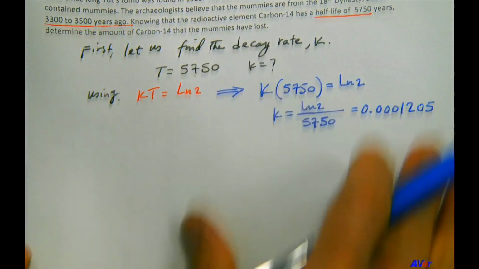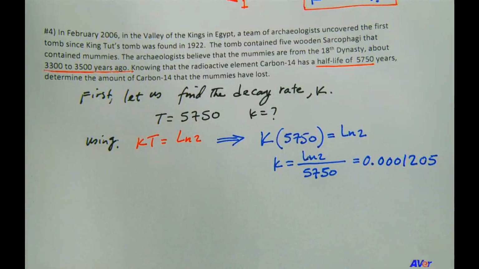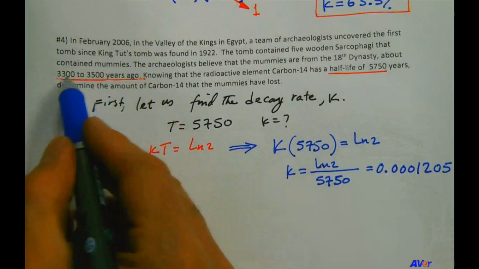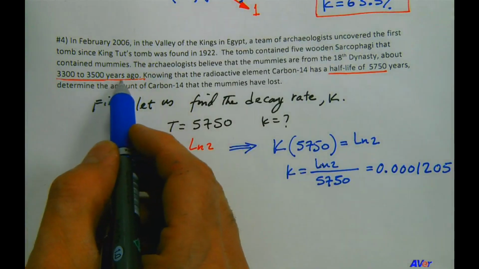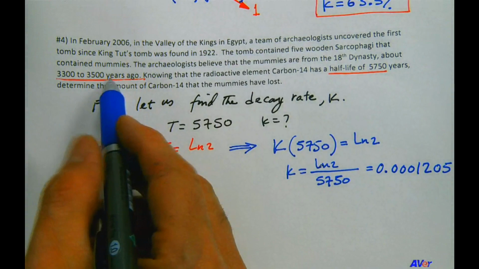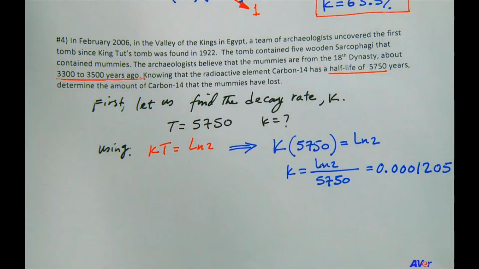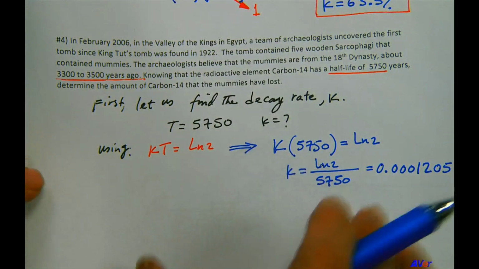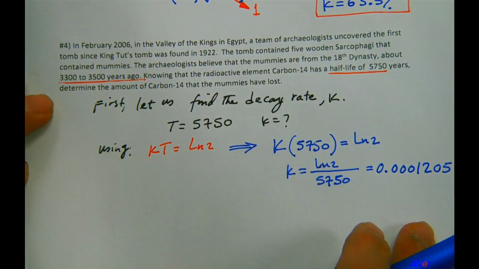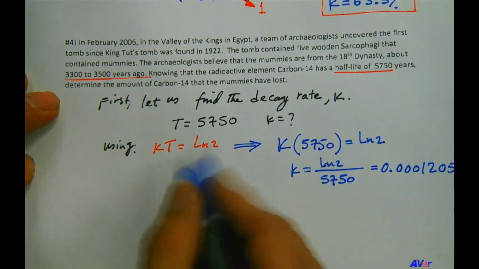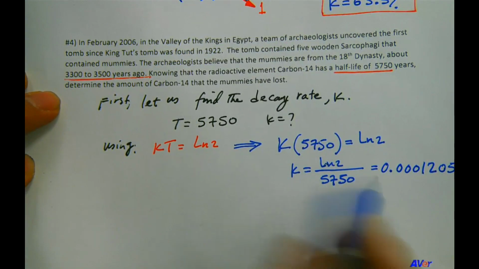Then they don't tell us how much radioactive carbon-14 must have been there these many years ago, right? 3,300 or 3,500 years ago. But we can guess, suppose we had a gram of that back then, how much of it was lost, okay? So we're looking for P of T in both of these cases.